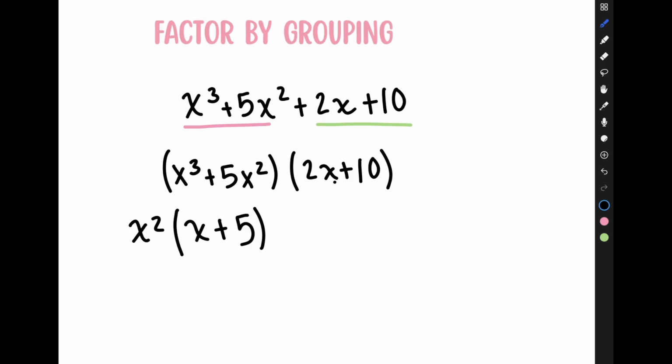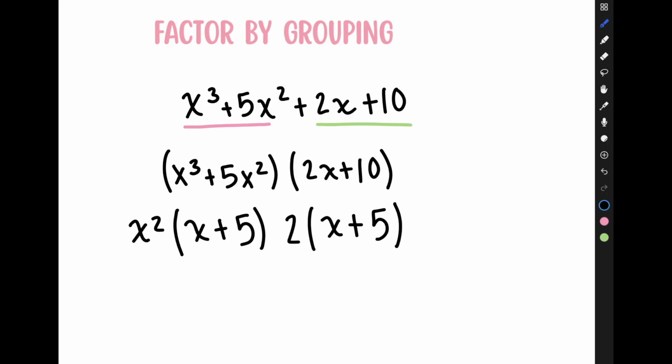Well, I know that both of them have 2 because 1 times 2 is 2 and then 2 times 5 is 10. They don't both have x, so x is going to stay here. I'm going to take the 2 out, I'm going to factor it out, and inside the parentheses I'm going to be left with x plus 5.